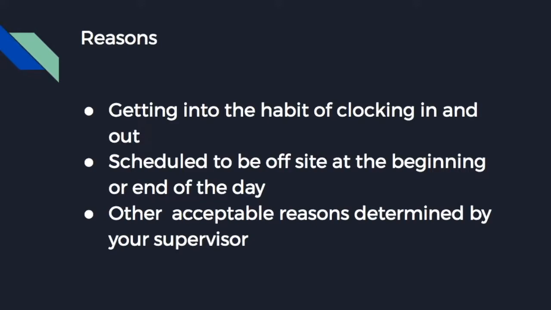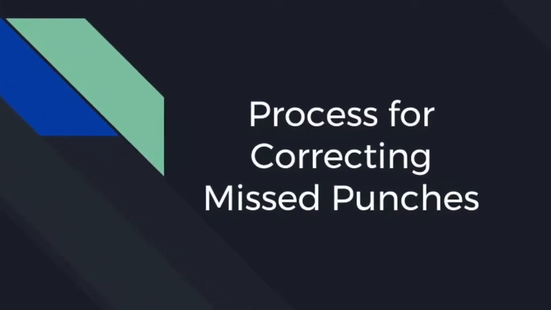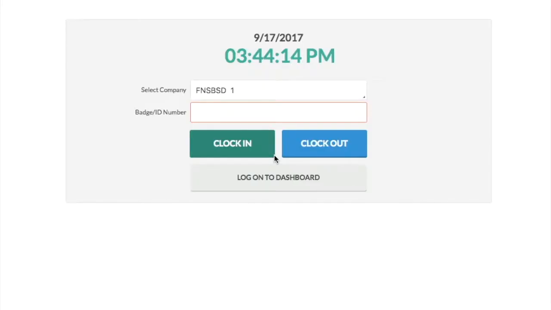Perhaps you were scheduled at the beginning or end of the day to be at a location that is not on the district network, or for other reasons that will be determined to be acceptable by your supervisor. If you miss clocking in or out, TimeClock Plus will let you know. In the following example, I wasn't able to clock in and I'm now trying to clock out. I enter my F number without the F and select Clock Out.